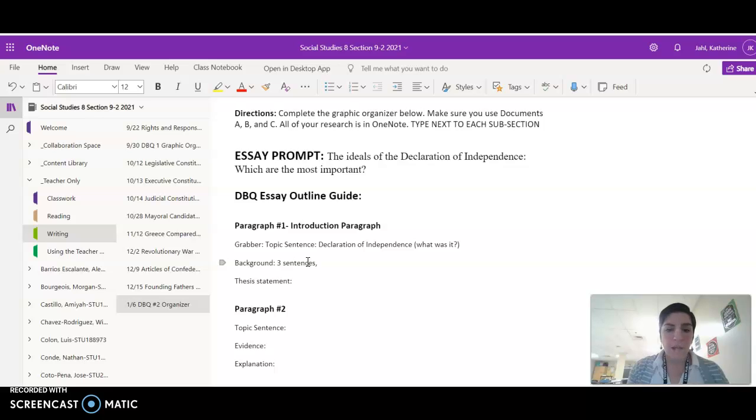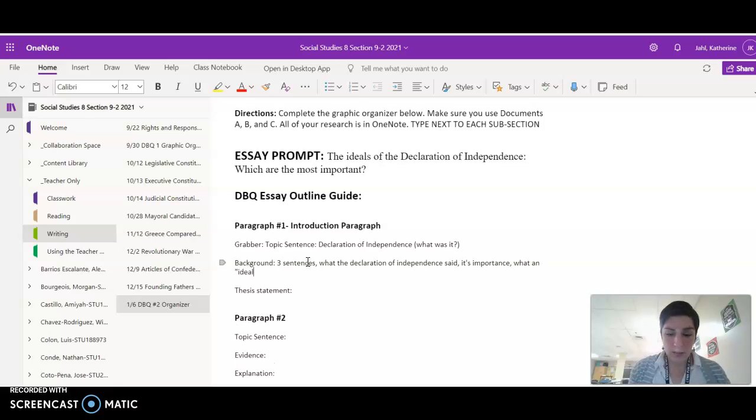And this is when you're going to talk about what the Declaration of Independence said, its importance, what an ideal is. So basically the rest of the question, you want to start providing background for what you're going to be talking about. And also for a history paper, a little bit of information about the actual history of the Declaration of Independence in that time period. So you could talk about the Revolutionary War a little bit if you need to, but you want to stay on topic, because then you're going to get to your thesis statement.